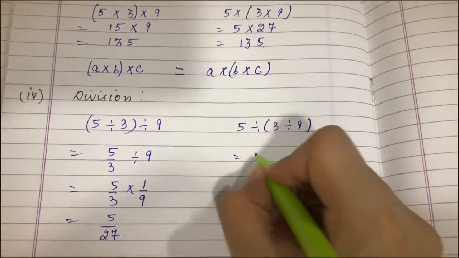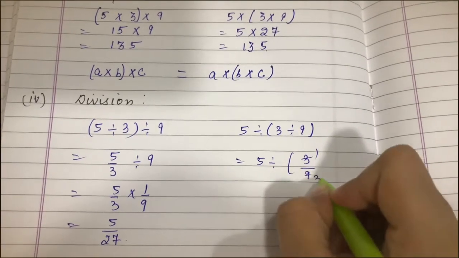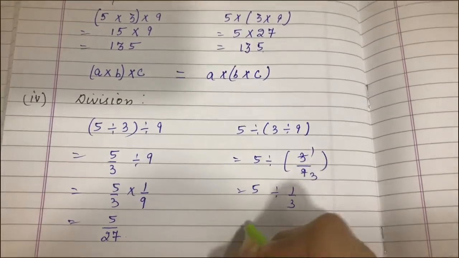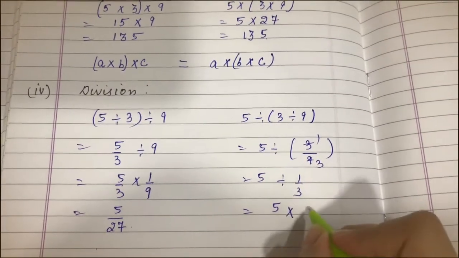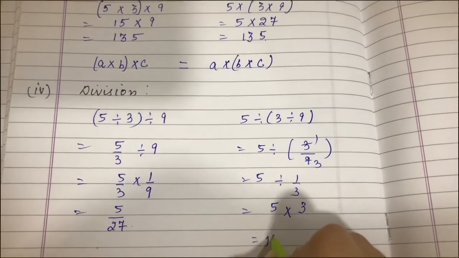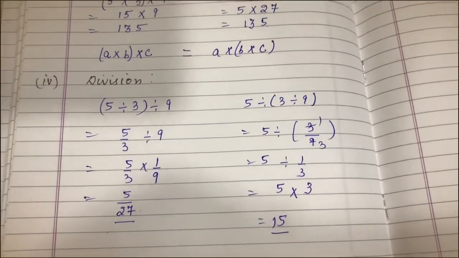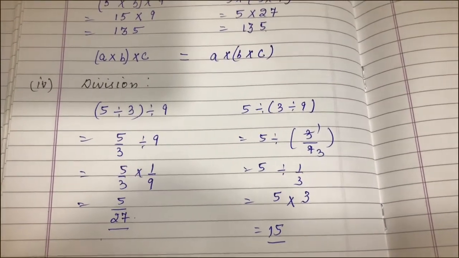Here 5 divided by 3 upon 9, which will be 5 divided by 1 by 3, which will be 5. Again the divide sign changes to multiplication and we take the reciprocal of this, which will be 15. And it's clear that these two are not the same, hence associative property does not hold for whole numbers under division.